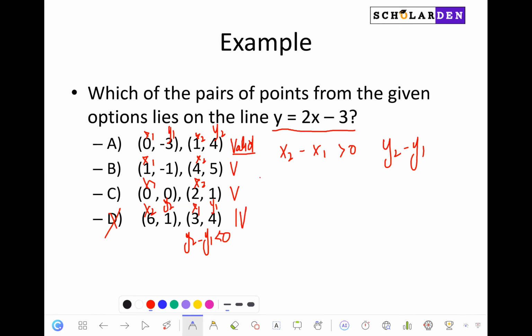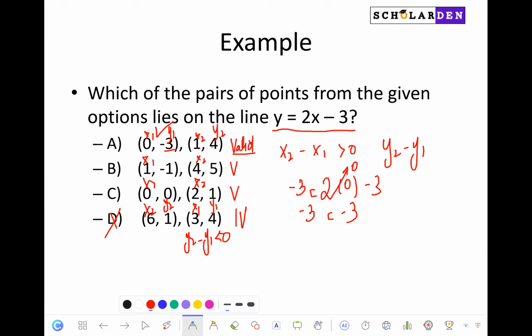Okay, so let's start with option A. So option A is 0, minus 3. So we're going to plug in minus 3 instead of the y and 0 instead of the x. So this is equal to 2 times 0 minus 3. So 2 times 0 is 0, and 0 minus 3 is going to be minus 3. So the first point is valid.